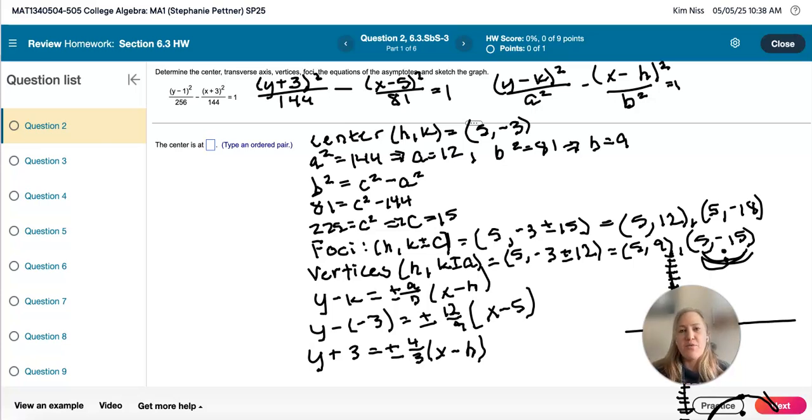And that's just a very basic rough sketch. Obviously, on your exam, you would want to do it a little bit nicer than that, but just to show you the idea. But that's it. That's all you have to do to solve this one.